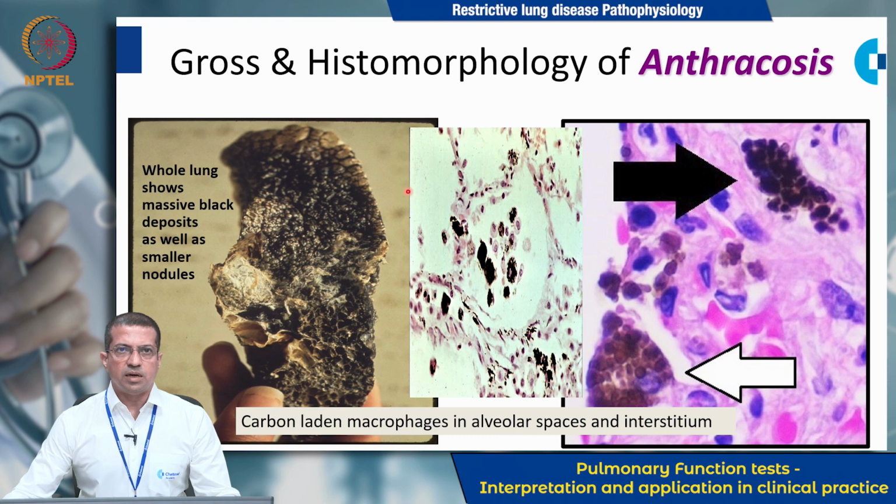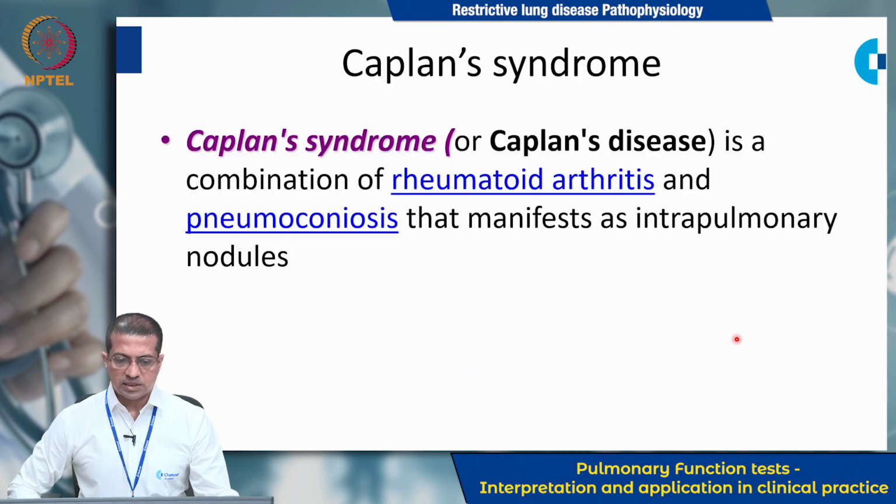So, these are the gross pictures and the microscopic pictures. Grossly you could see a lung fully studded with carbon particles that are black in color, and you can see the macrophages laden with pigments, and you could see the fibrous structures in between. You can see those carbon-laden cells.